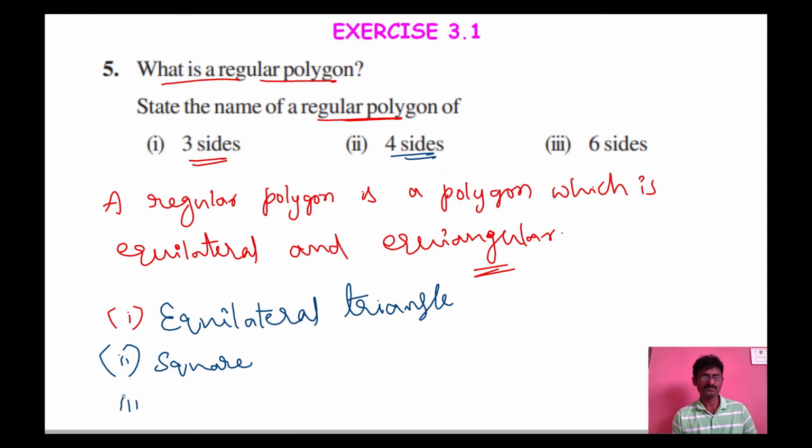Next, the third one. A regular polygon with 6 sides is said to be a regular hexagon.